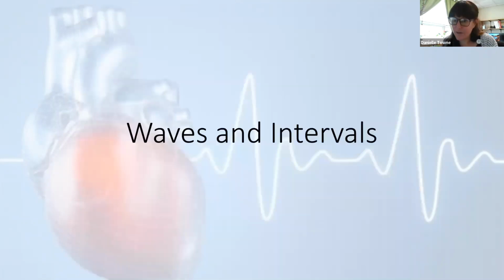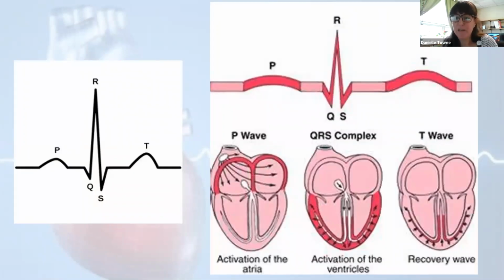All right, so waves and intervals. These are super important to understand in order to actually identify an EKG rhythm. So let's break it down. There are 5 complex waves that we need to assess when we look at any rhythm: P, Q, R, S, and T. The P wave is the first wave of the EKG complex. You can see it right here.